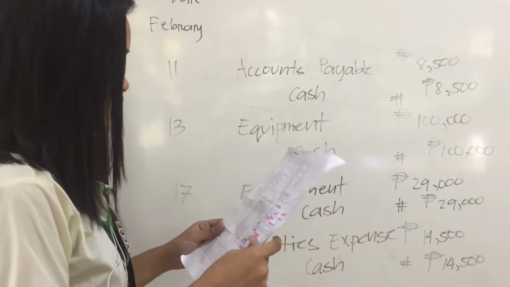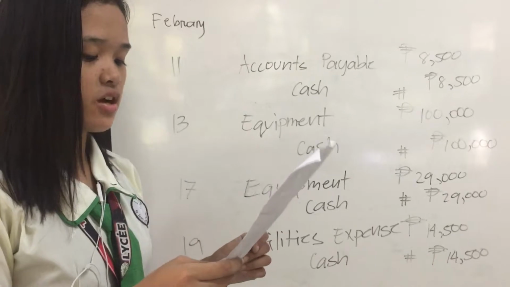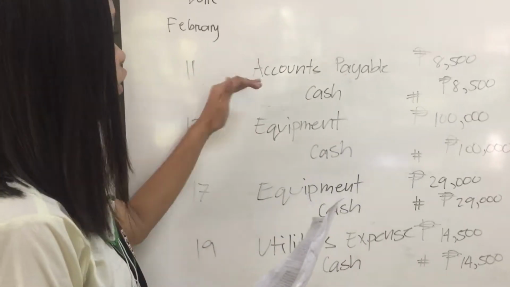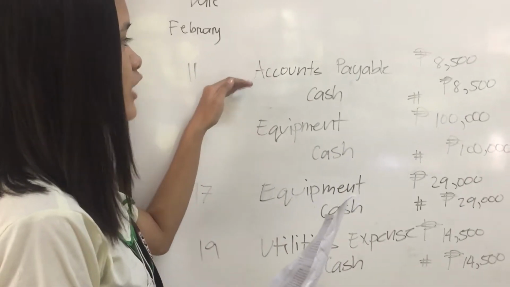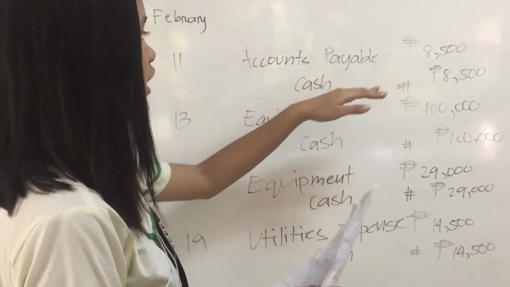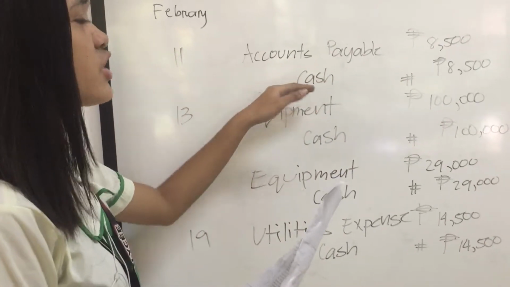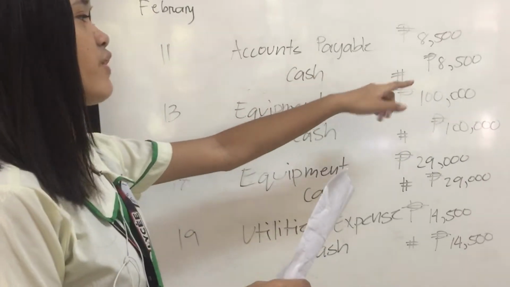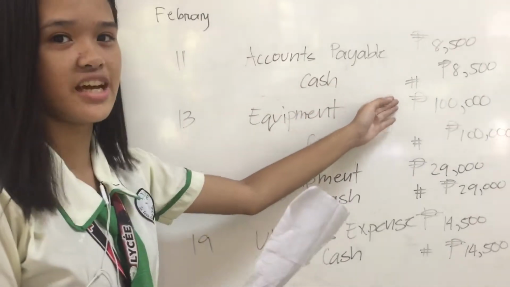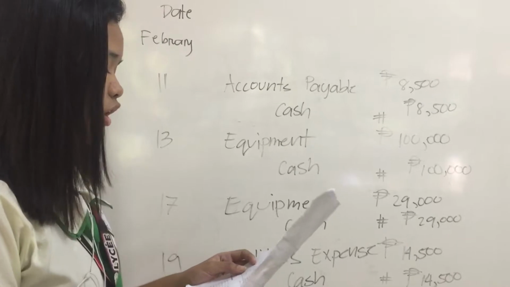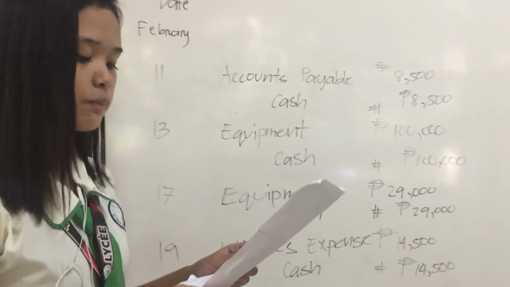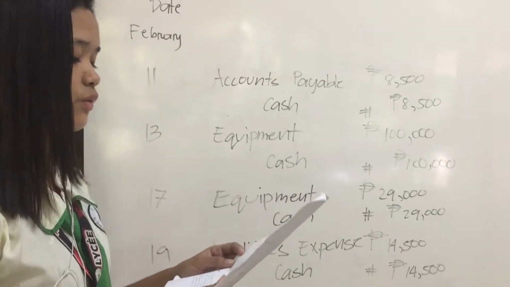February 11, paid for the supplies purchased on February 4. So our accounts payable decreased, so that is our debit of 8,500. And since we paid, our cash decreased, so that is our credit of 8,500 pesos and then end your transaction.